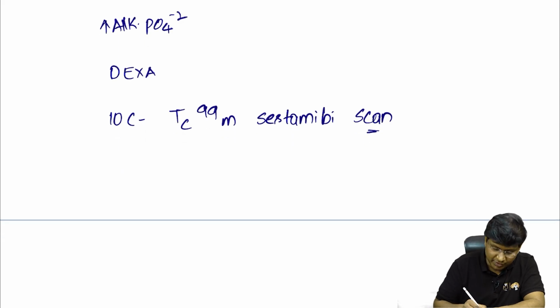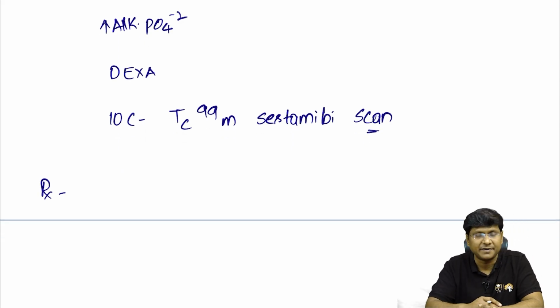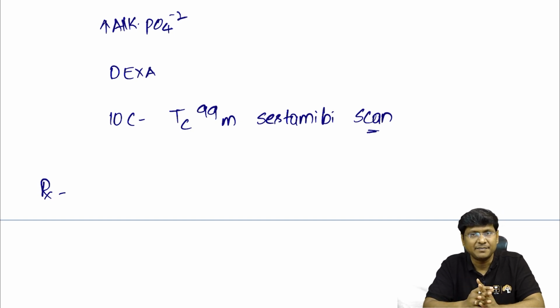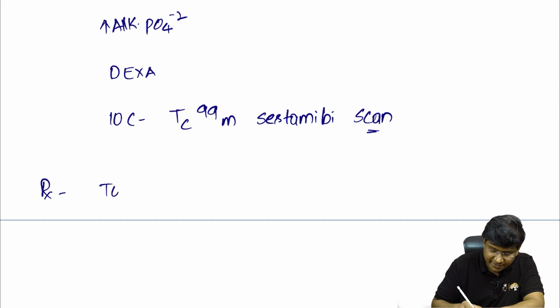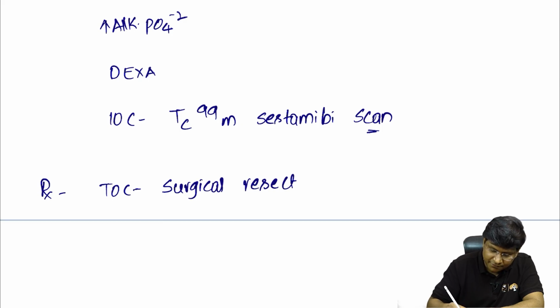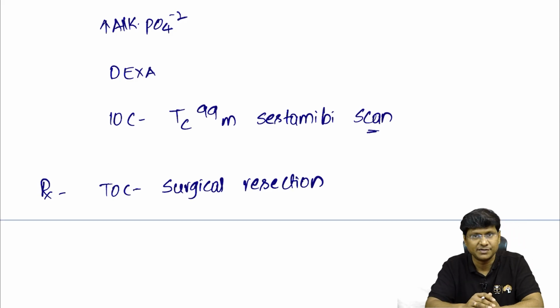After having discussed the workup, you need to know the treatment of primary hyperparathyroidism. The treatment of choice is the surgical resection of the tumor, right? That is the treatment of choice.